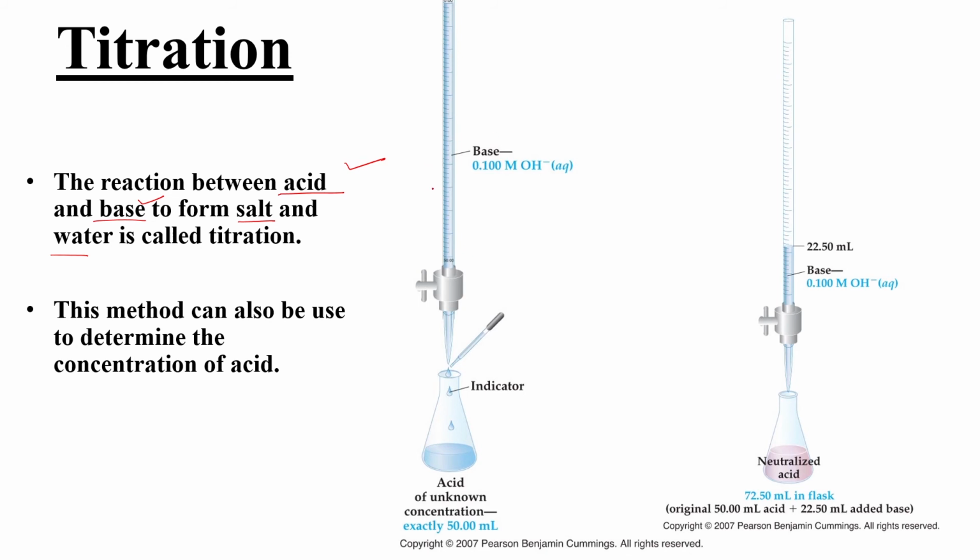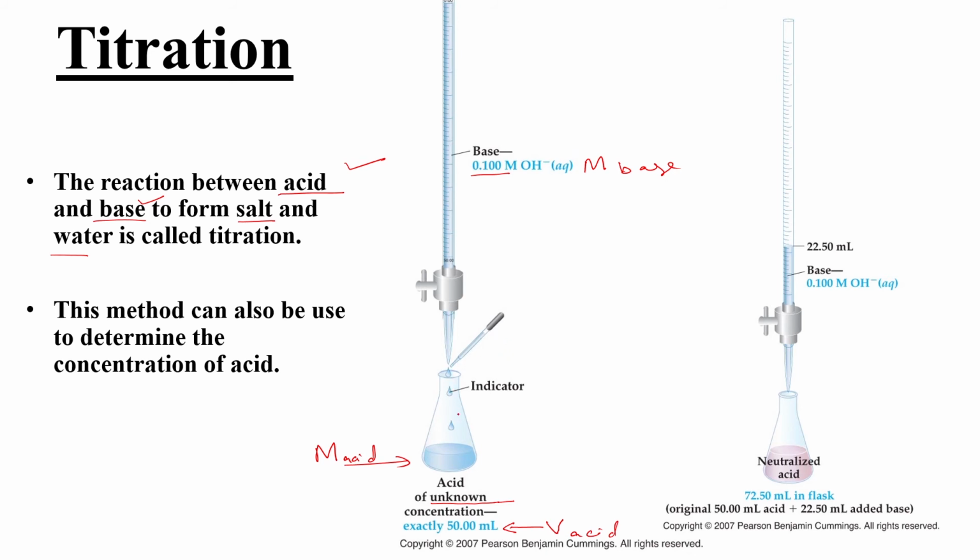Here in this image, I have the demonstration of titration. This glass tube is called a burette. So we have base filled in the burette, and the molarity of this base is 0.100 molar. We have acid. We do not know the concentration of this acid. It is unknown, but we are taking exactly 50 mL of this acid. So we know the volume of the acid. We know the molarity of the base. What we want to find is the molarity of the acid.